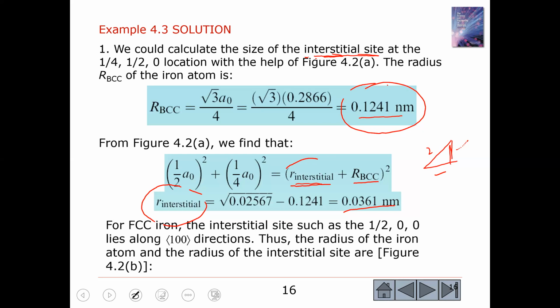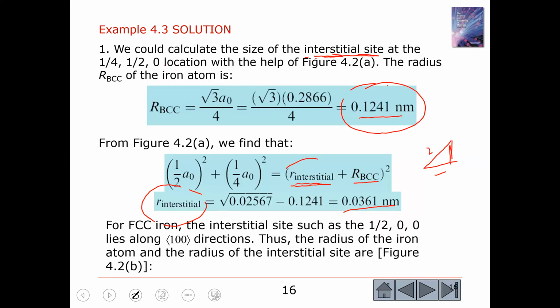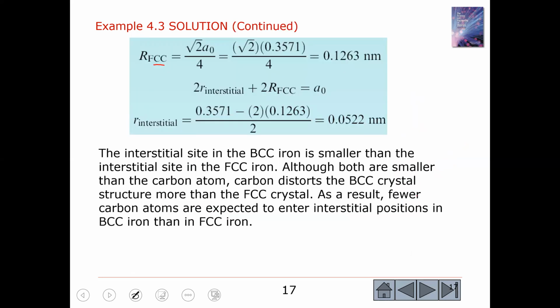Thus, the radius of the iron atom and the radius of the interstitial site are related. We did this for BCC. Now we are going to do it for FCC. So the radius of FCC is root 2 a divided by 4. So that is 0.1263 nanometer.